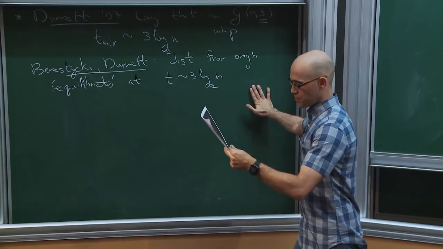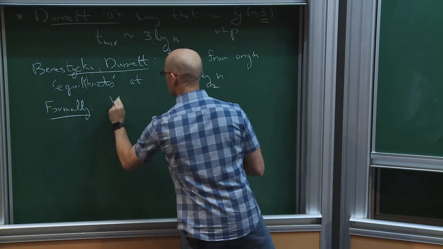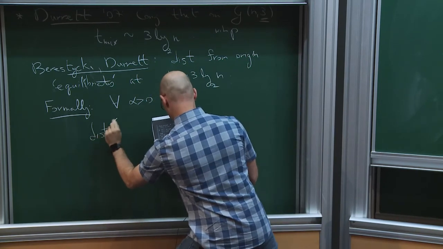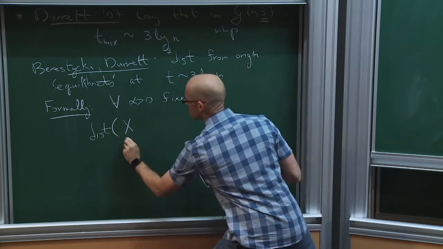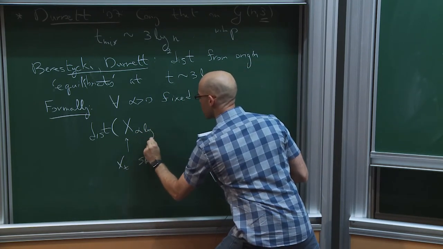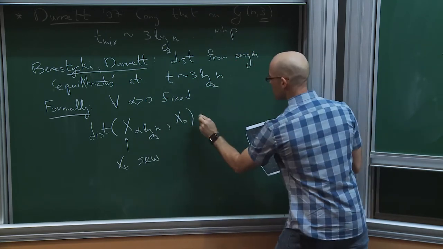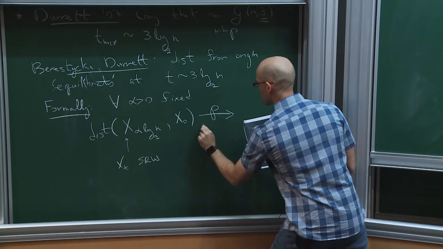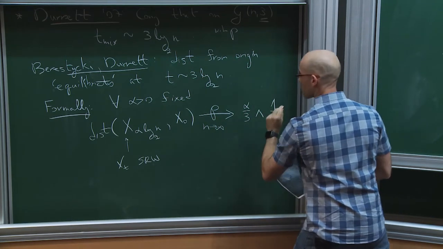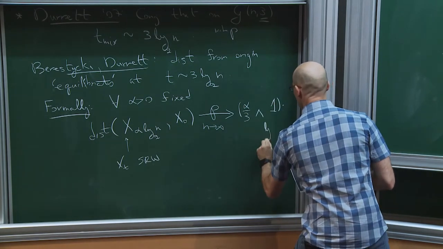Okay, and the formal statement, so formally, they showed that for every alpha fixed, the distribution of x, so X_t will be simple random walk, the distribution of simple random walk at time alpha log base 2 of n and x0, okay, is the minimum between alpha over 3 and 1. Oh, the distance times log base 2 of n.